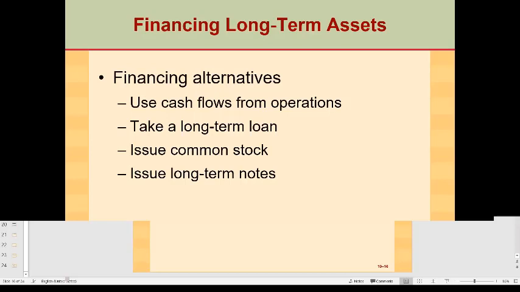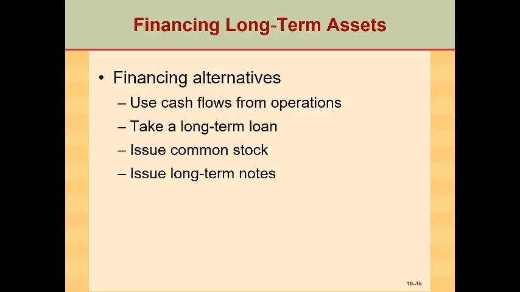We said we are using cash flow from operations, meaning maybe the company is doing business, achieving cash flow, and this cash flow can be invested by the company in long-term assets. Or take a long-term loan. Maybe the company will finance the purchase of that asset through a long-term loan. Long-term means more than 1 year. Or issue common stock in order to finance the asset, or get long-term notes, which are something like a long-term loan, but with different conditions.